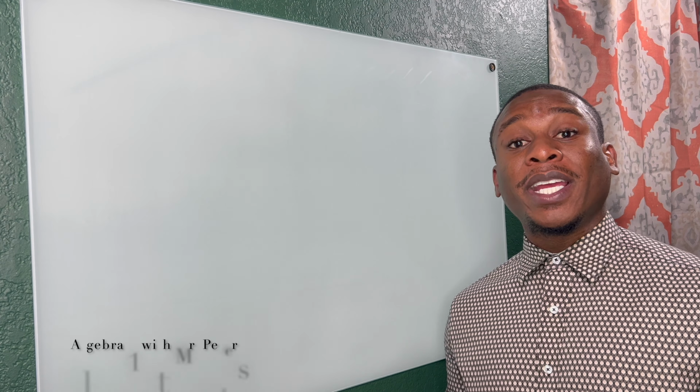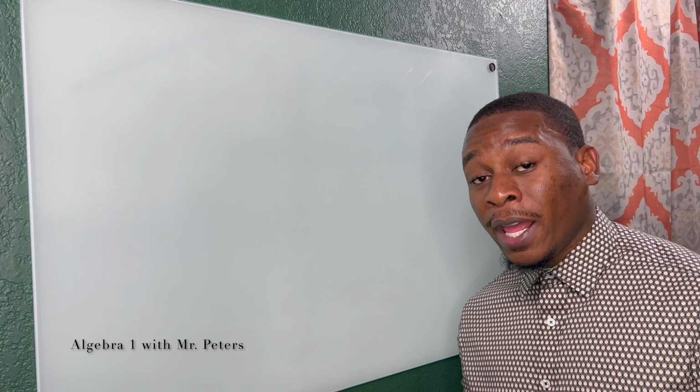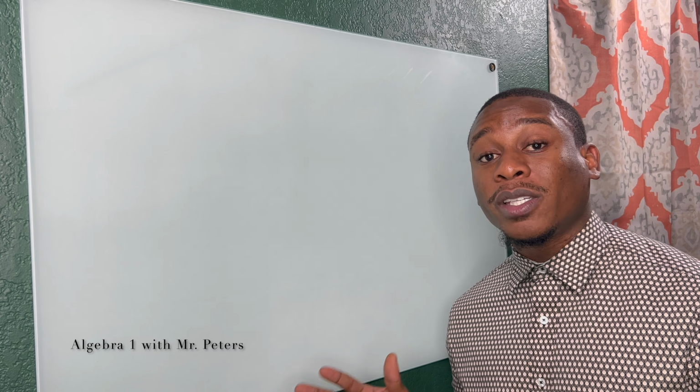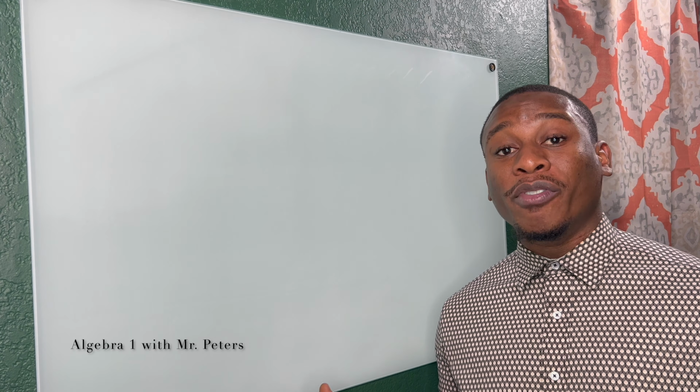What's good, everybody? In today's video, I'm going to show you how to create and label the 5 key points for box and whisker plots given a set of numbers.